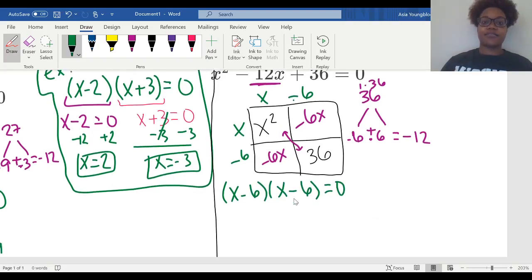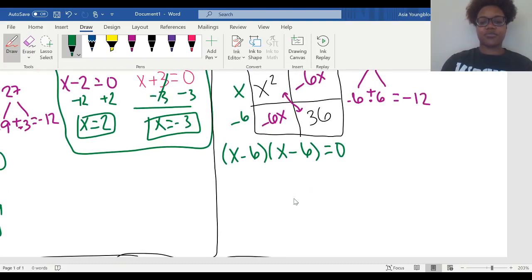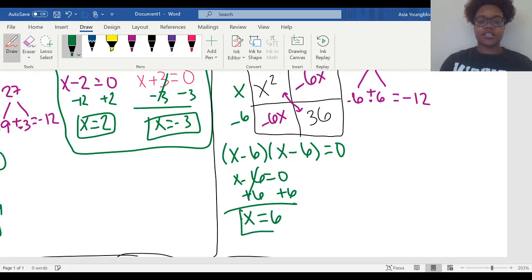To solve it, we have two of the same factors, so we just need to solve one of them. x minus 6 equals 0. Again, if you want to write it twice, you can, but you're going to get the same answer, so you do not have to. We're going to add 6 to both sides. So that gives us the final answer of x equals 6. So for this problem, you only have one blank to fill in, and you would just type in 6.